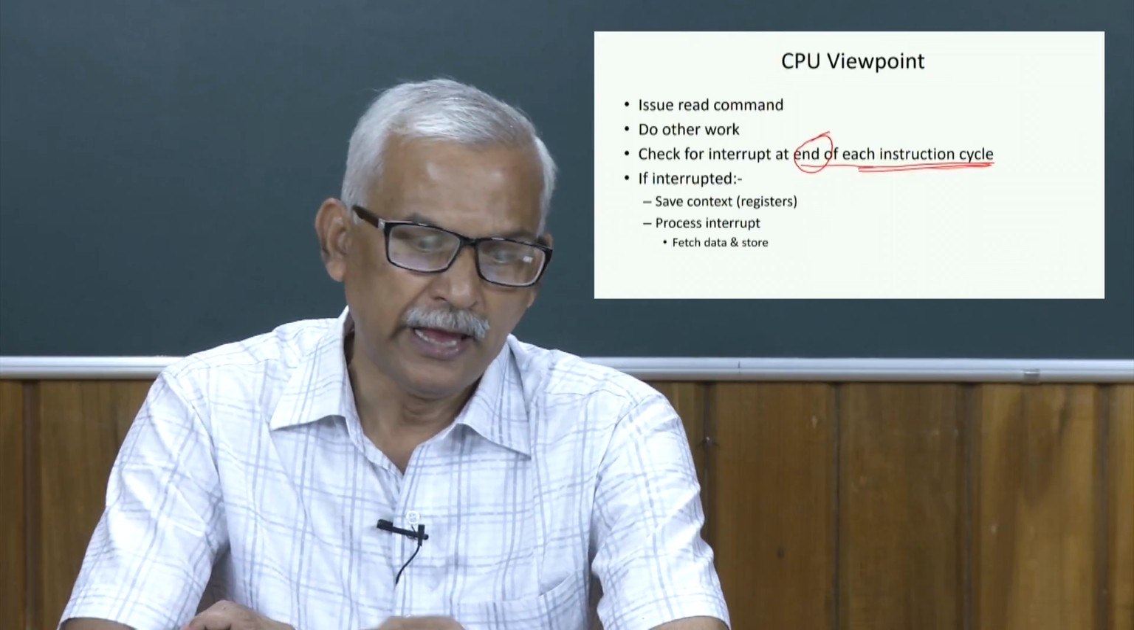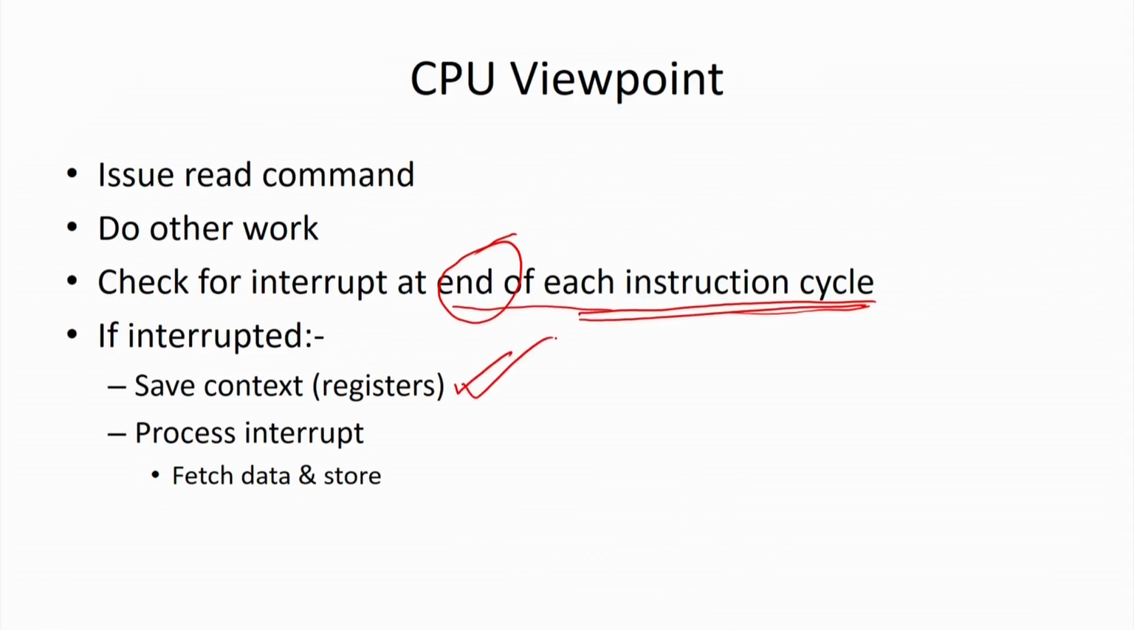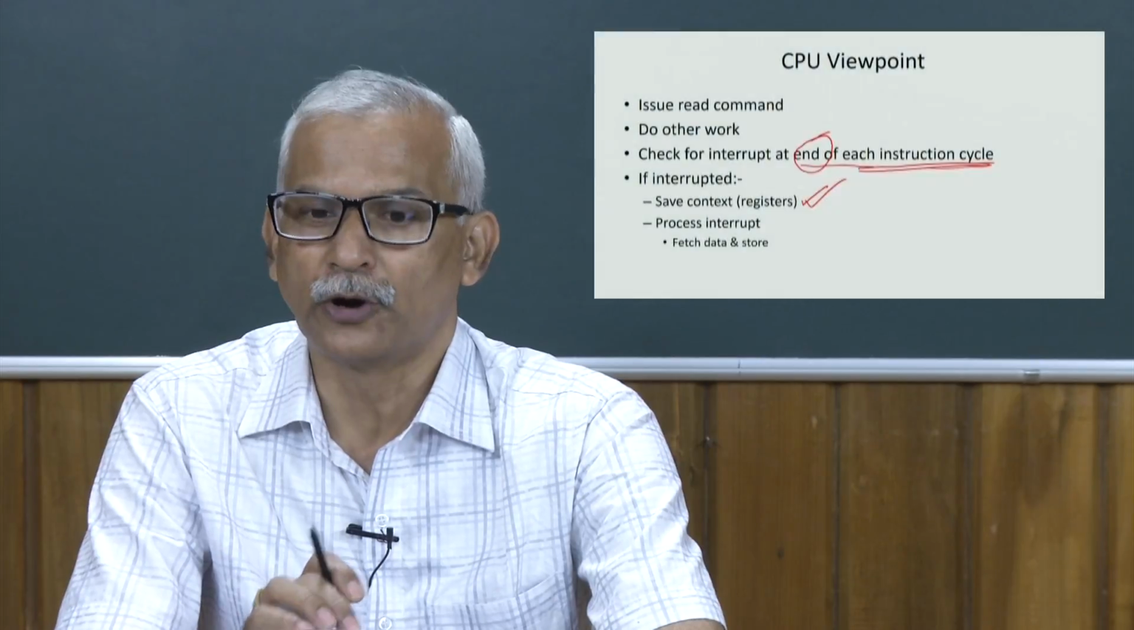That is why we say that if interrupted, save context. Saving context means we save the contents of the registers, because those registers will be used again by the interrupt service routine if they are general purpose registers. Secondly, we have to store the content of the program counter, because after completion of the interrupt service routine, we have to come back to the current program that we are executing. So, we must know where to come back. That is why we store the contents of the program counter. Again, we also store the PSW, the program status word.